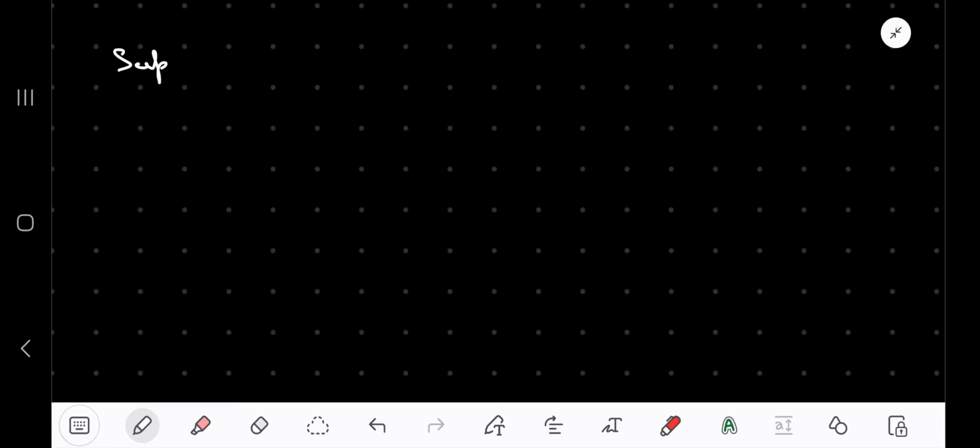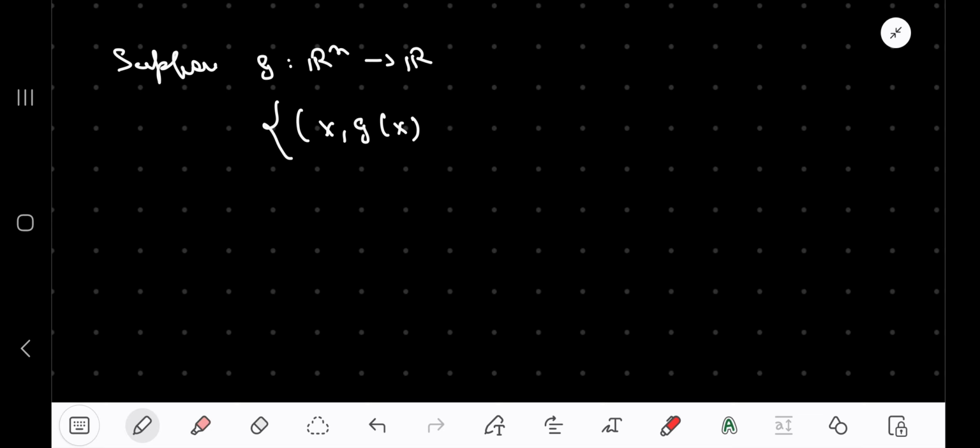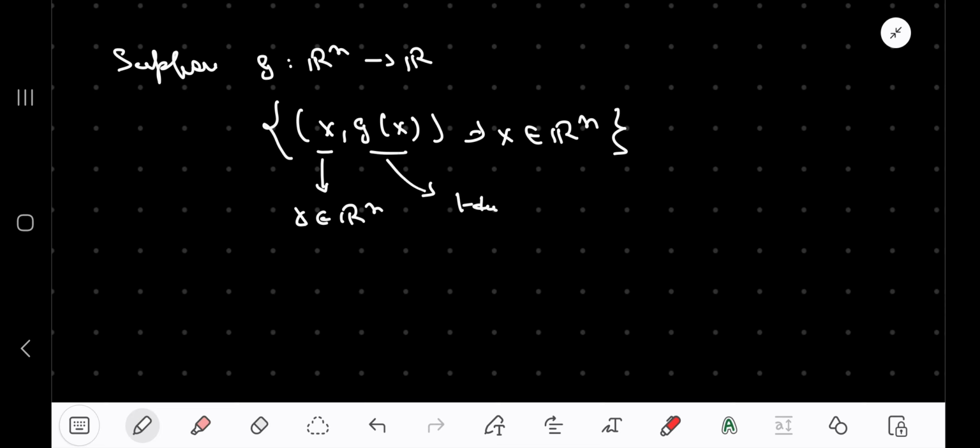So suppose we have a function g from Rn to R, and so g is some function, then what will the graph look like? So the graph will look like the collection of all points (x, g(x)) such that x is in Rn. Now this is quite obviously understood that this x is in Rn, so it will admit n-tuples, and the image of x under g, since g is real valued, will give rise to a 1-tuple. Therefore this is a subset of Rn+1.